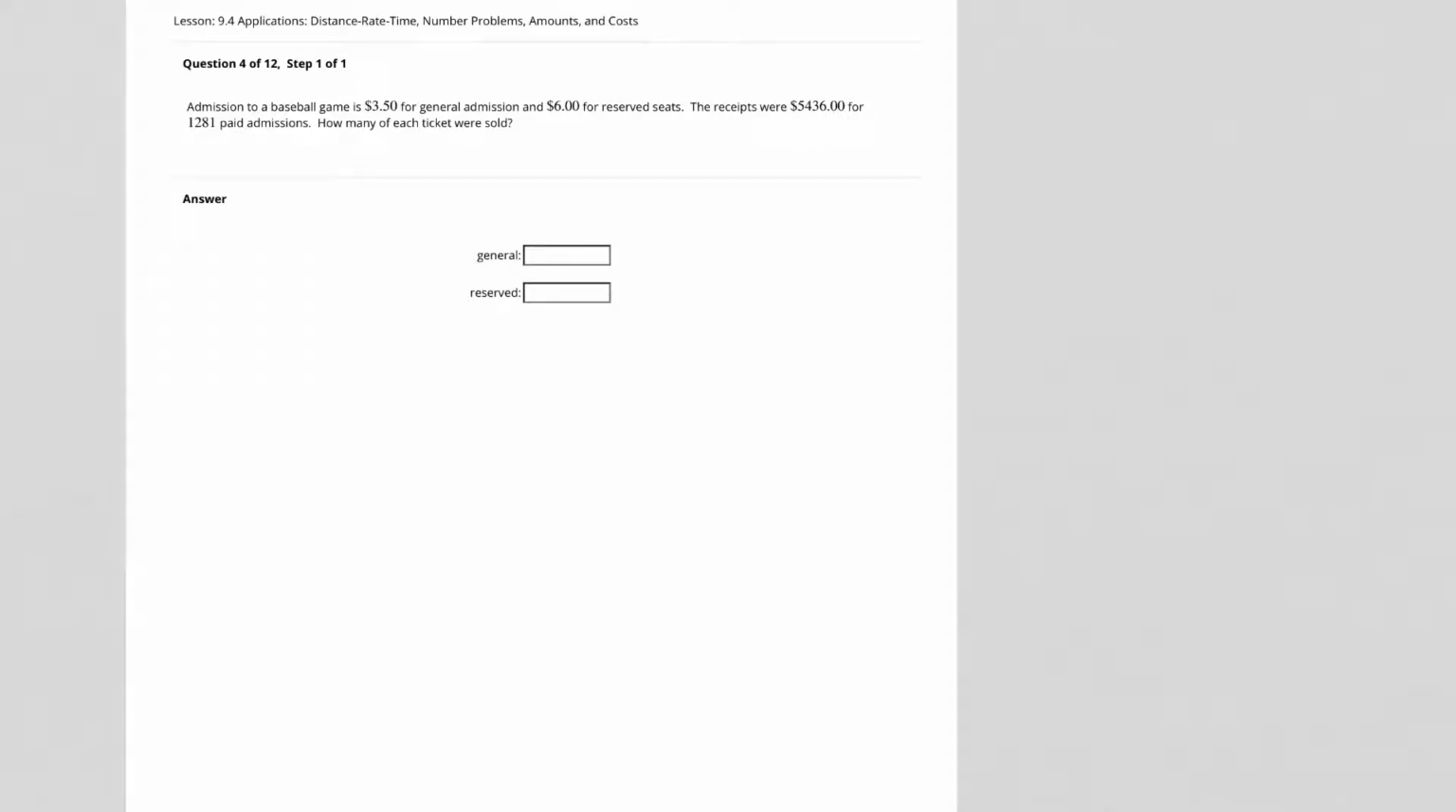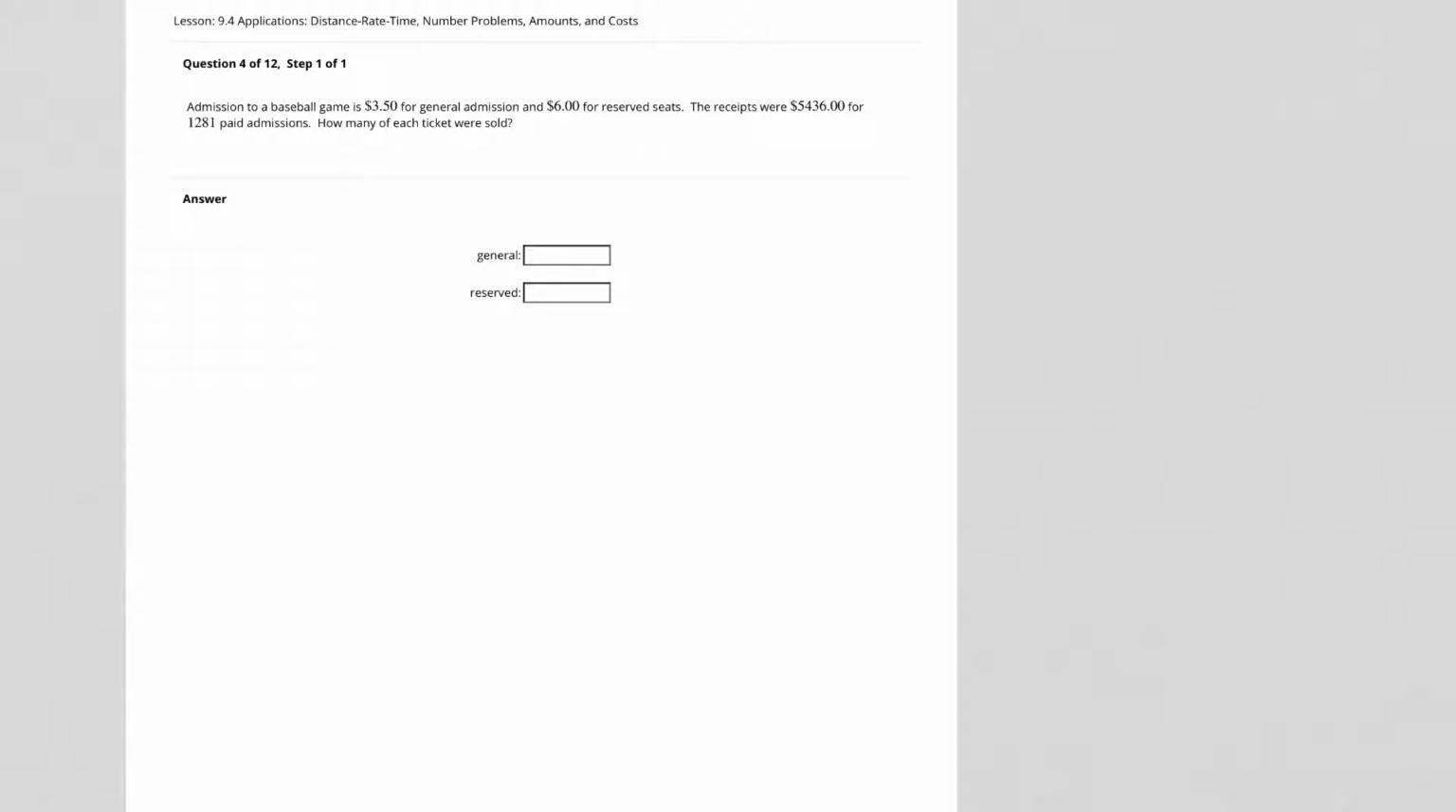Admission to a baseball game is $3.50 for general admission and $6 for reserved seats. The receipts were $5,436 for 1,281 paid admissions. How many of each ticket were sold?